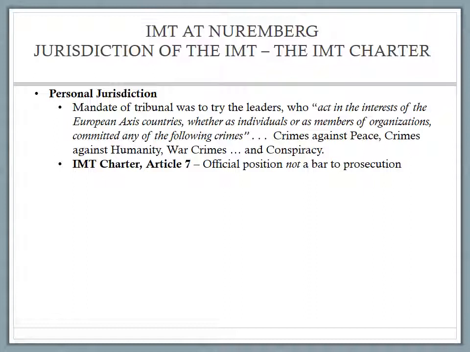So the mandate of the tribunal was to try leaders who acted in the interests of the European Axis countries, whether as individuals or as members of organizations, and who committed any of the following crimes: crimes against peace, crimes against humanity, war crimes, and conspiracy. And Article 7 of the IMT Charter specifically stated that an official position was not a bar to prosecution. The official position of defendants, whether as heads of state or responsible officials in government departments, shall not be considered as freeing them from responsibility or mitigating punishment. This is different than traditionally under public international law, where heads of state can't be put on trial. So that's personal jurisdiction.